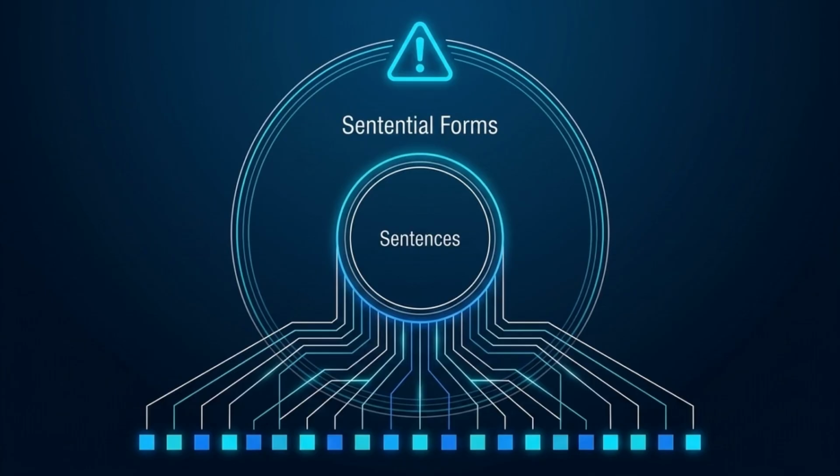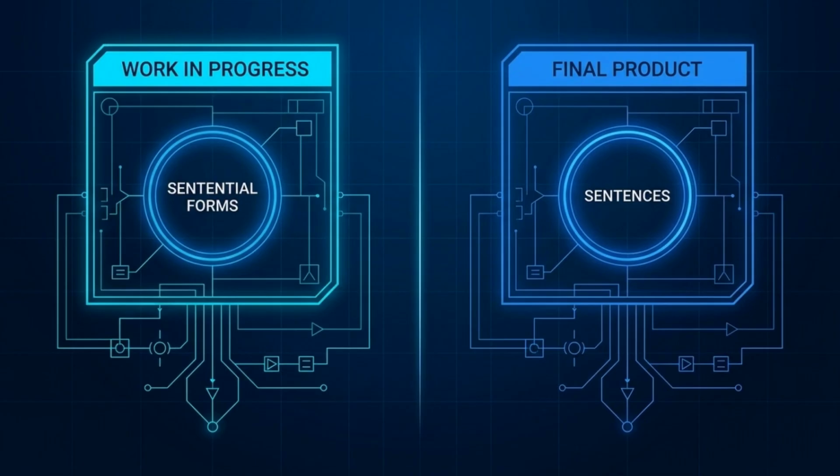A classic point of failure in compiler analysis is mixing up these two terms. Every sentence is a sentential form, but not every sentential form is a sentence. Parsers demand absolute precision, so you must keep the work in progress separate from the final product.